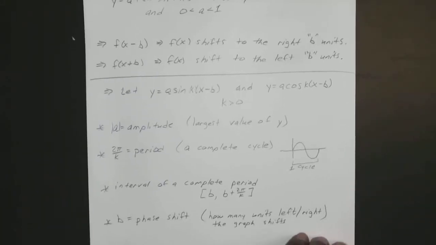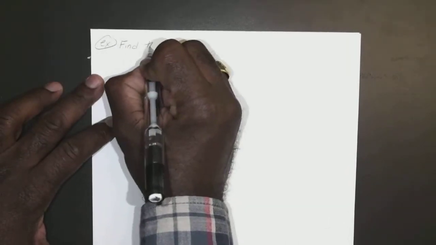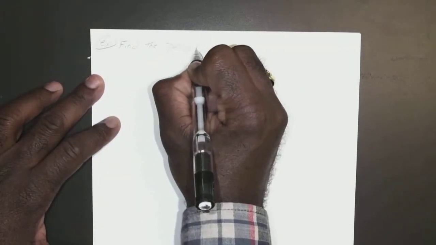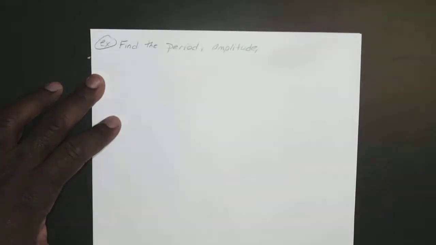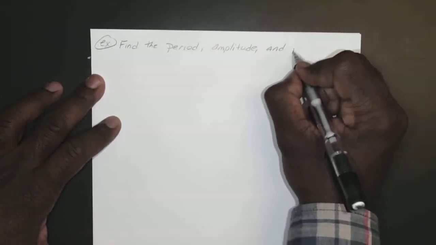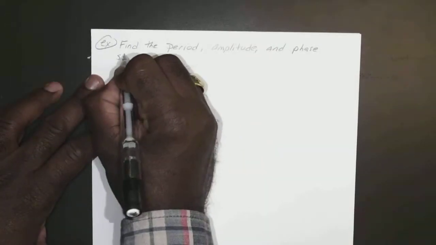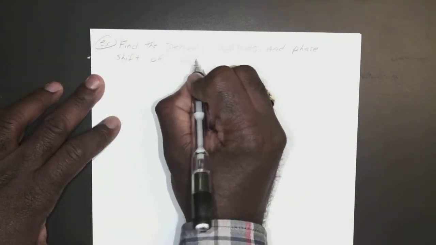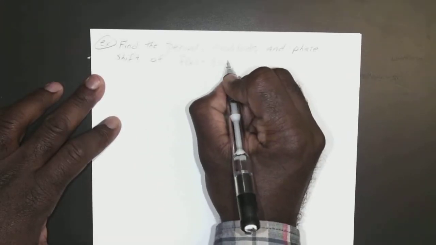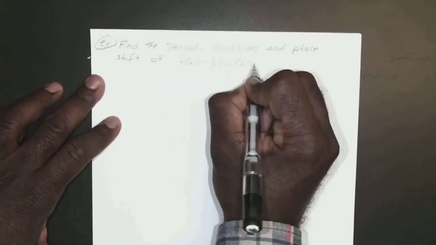All right, so let's say, for example, you want to find the period, amplitude, and phase shift of f of x equals 3 times sine of x minus pi.